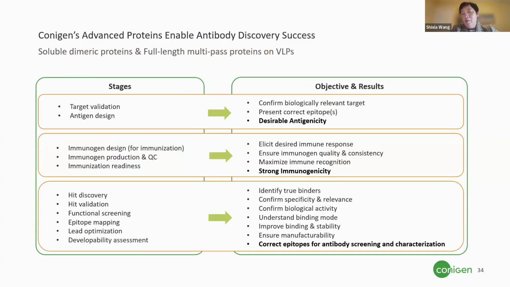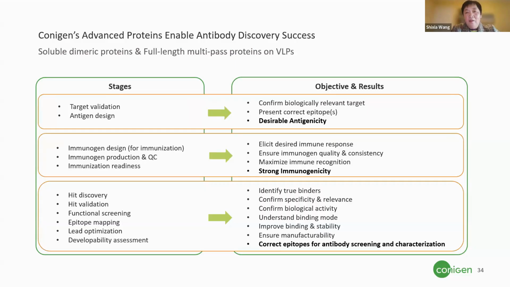So this gives you a summary of the toolboxes generated in Conigen. That's the protein toolboxes for antibody discovery, including the soluble dimer proteins and the full-length multi-transmembrane proteins on viral particles. If you look at the antibody discovery stages, from target validation and antigen design, we can all contribute to design the desirable antibody genicity to have good antibody, good antigen epitope presentation.